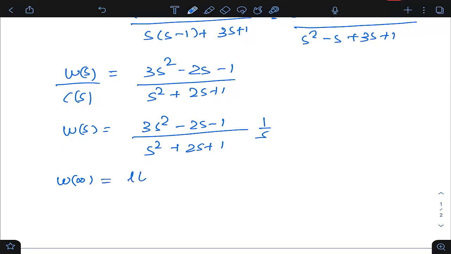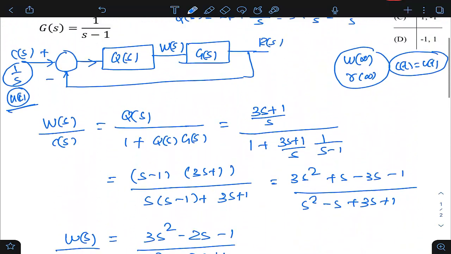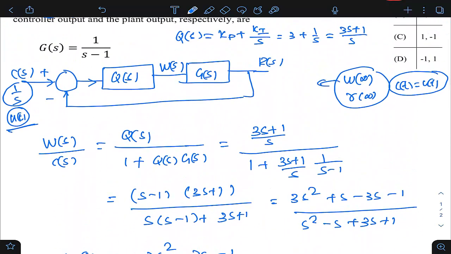W of infinity is equal to limit S tends to 0, S into W of S. This is equivalent to limit S tends to 0, S into (3S square minus 2S minus 1) divided by (S square plus 2S plus 1), multiplied by 1 by S. This S and this S cancel out. If you substitute S equal to 0, this is 0, this is 0, this is 0 and this is 0. So you are left with minus 1 by 1. So the answer is minus 1. So this W of infinity which is asked is minus 1.